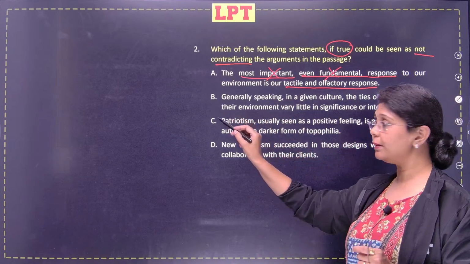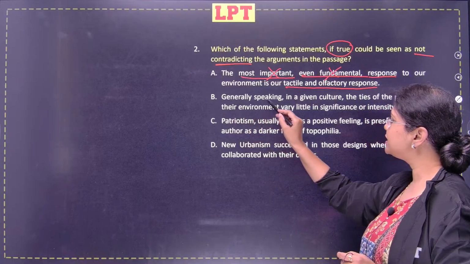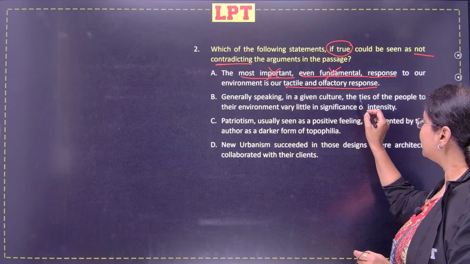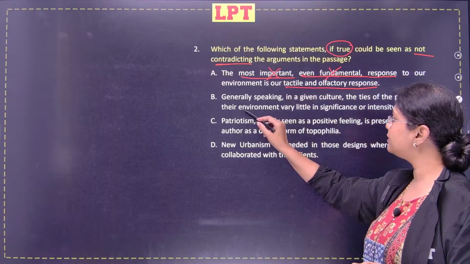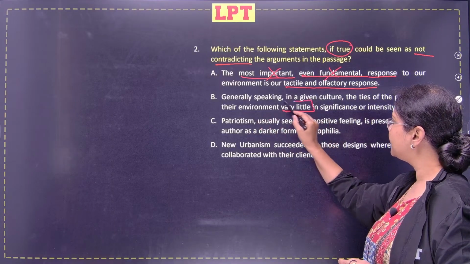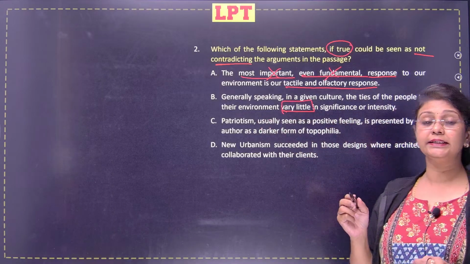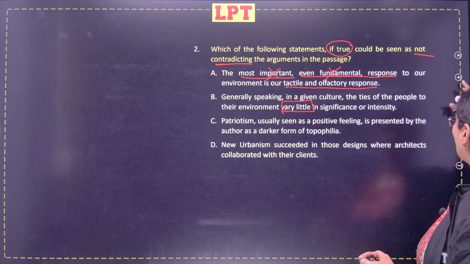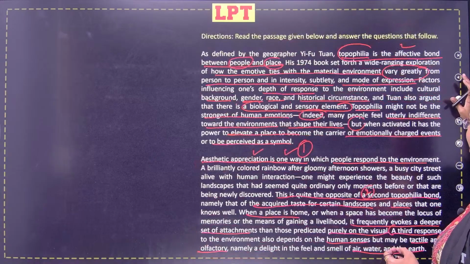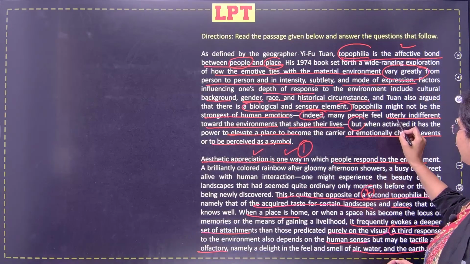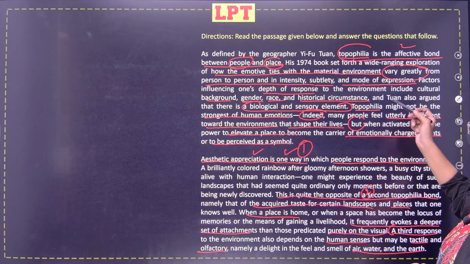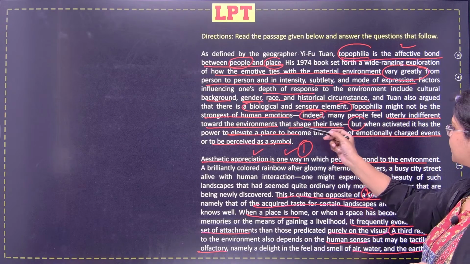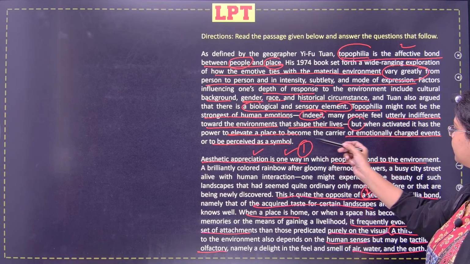Let's evaluate option B. It says, generally speaking, in a given culture, the ties of the people to their environment vary little in significance or intensity. For those of you who have read the passage from the very beginning, let's go back to it and try to get a hang of the situation. Let's look at this line here.